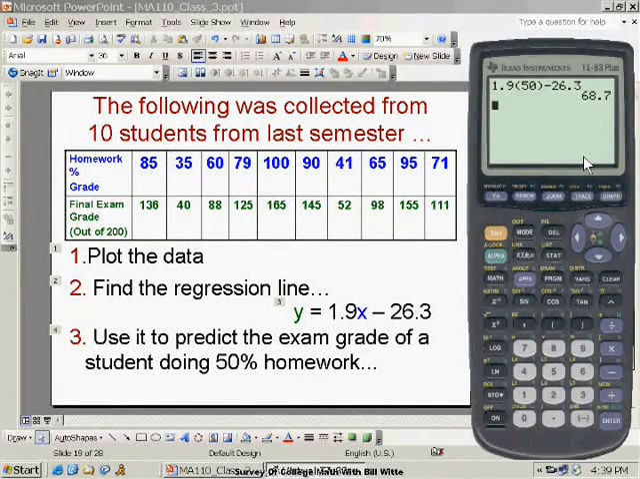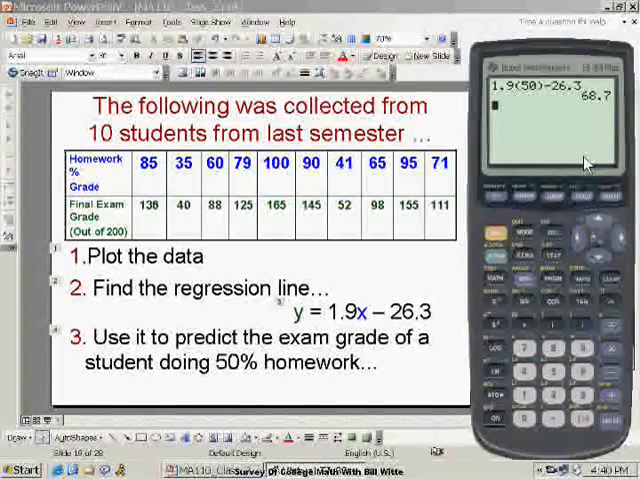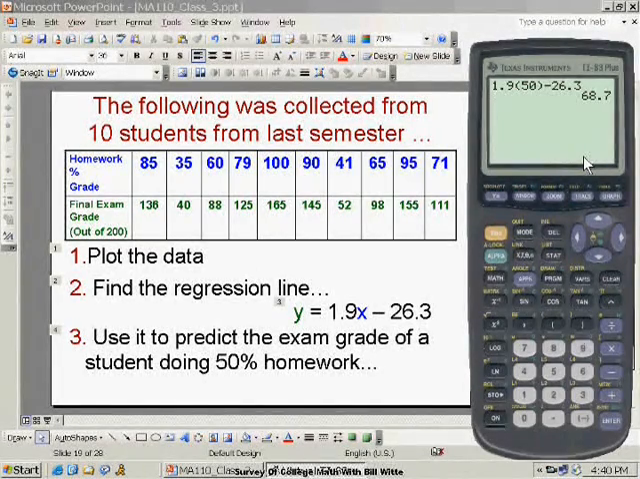So we can use this regression line to predict all kinds of things once we have it. And how did we get it? Well, we regressed back from some earlier data. That's what we did.